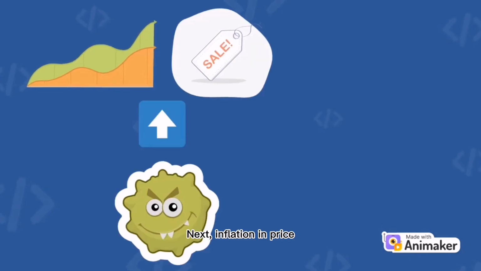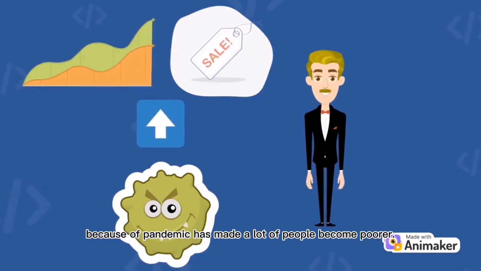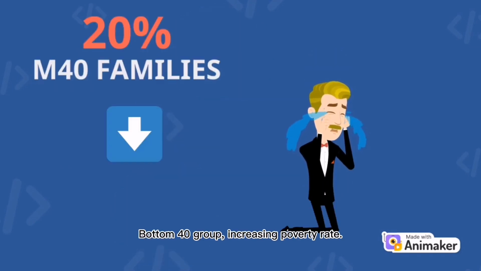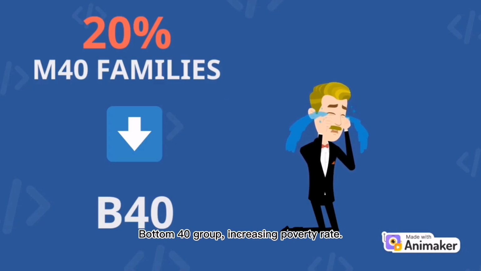Next, inflation in prices because of the pandemic has made a lot of people become poorer. At least 20% of middle 40 families fall into the bottom 40 group, increasing the poverty rate.